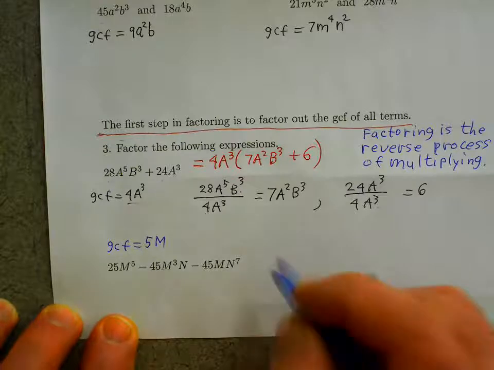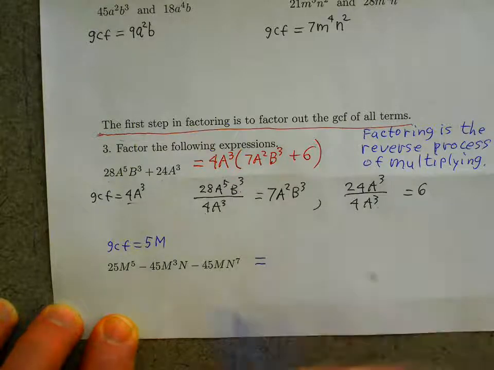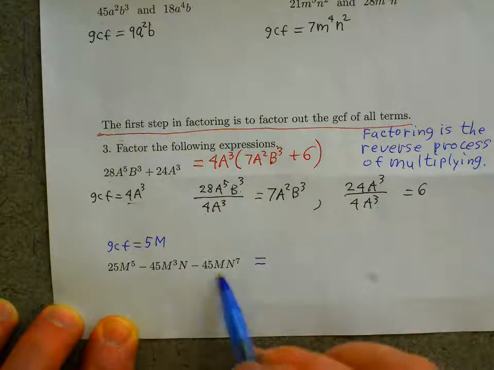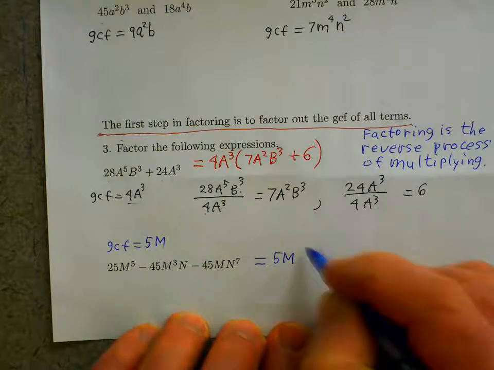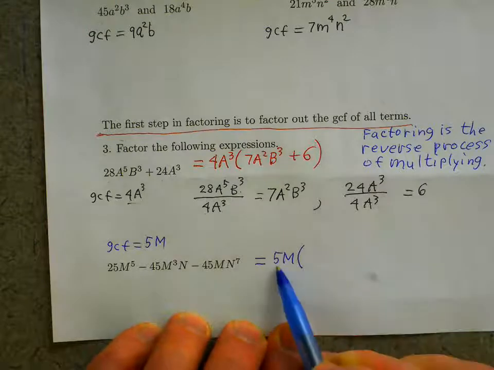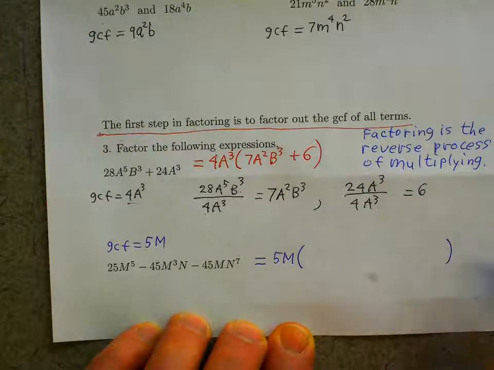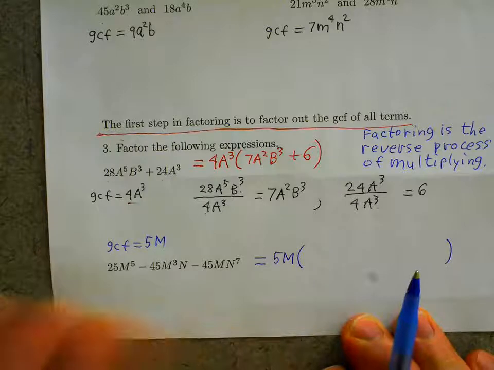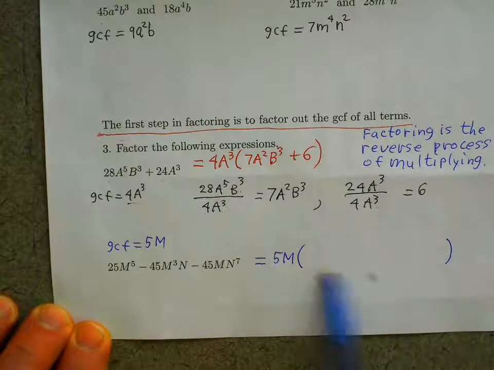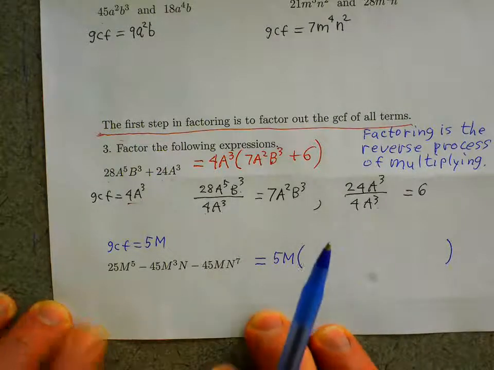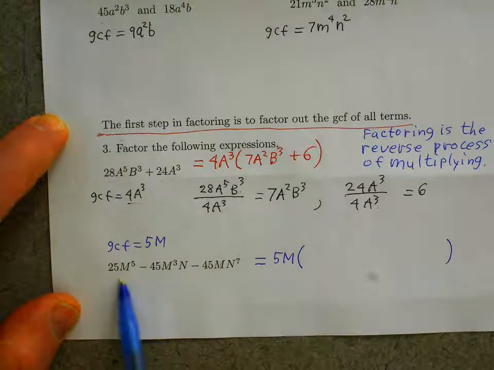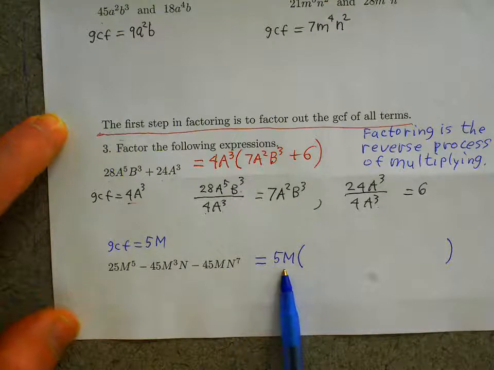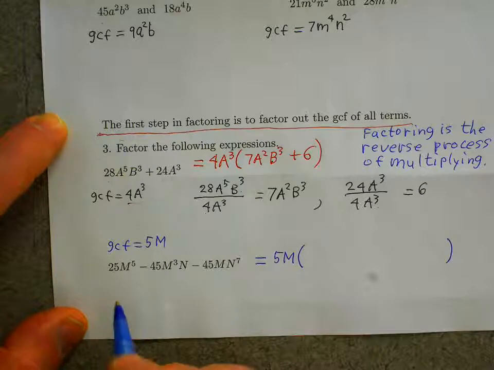Okay, so when we do the factoring, we're going to factor 5m out of all 3 terms. And we're going to multiply 5m times a quantity in parentheses. So how do we know what goes inside the parentheses? We can determine that if we divide each of those terms on the left by the greatest common factor. So I'll do that down here.